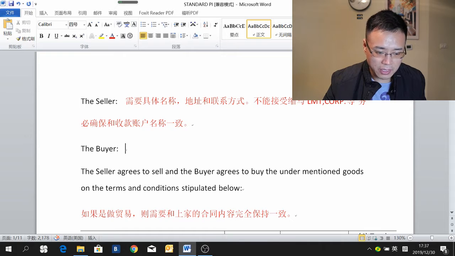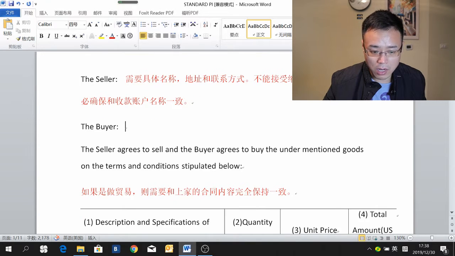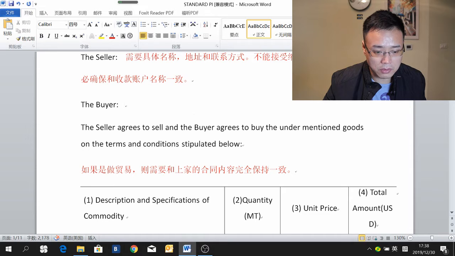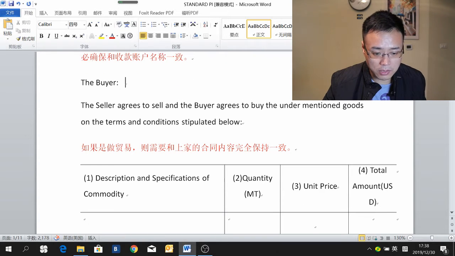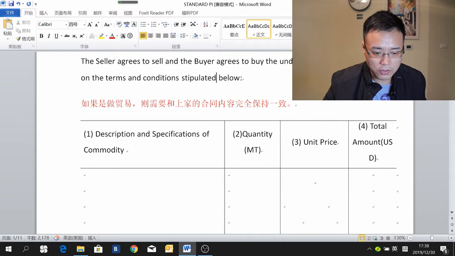The same rule applies to the buyer's name. Make sure this is the correct, full version of the buyer's name, because this may cause discrepancy when you make documents. If the buyer's name in the contract and the pro forma invoice is different from the LC applicant's name, then you don't know which one you should follow. It may cause discrepancy. The seller agrees to sell, and the buyer agrees to buy the mentioned goods on the terms and conditions stipulated below. Stipulated basically means listed below.